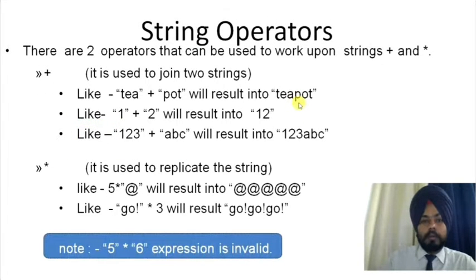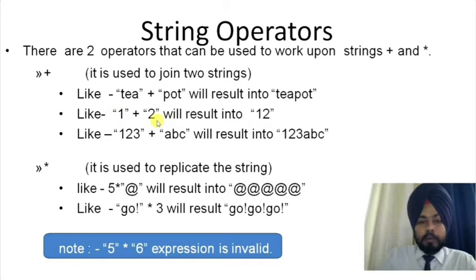Okay. The next topic is string operations. There are two operators that can be used to work upon strings, plus and asterisk. Here plus means addition and asterisk is used for multiplication. The plus operator is used to join two strings. For example, t plus pot equals teapot, and 1 plus 2 will result in 12.